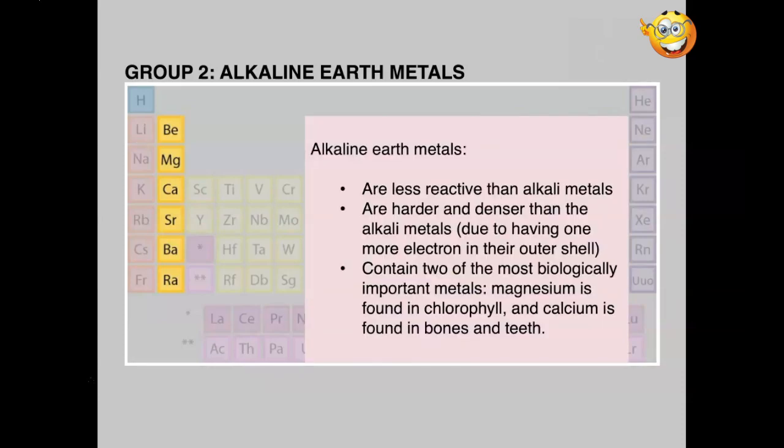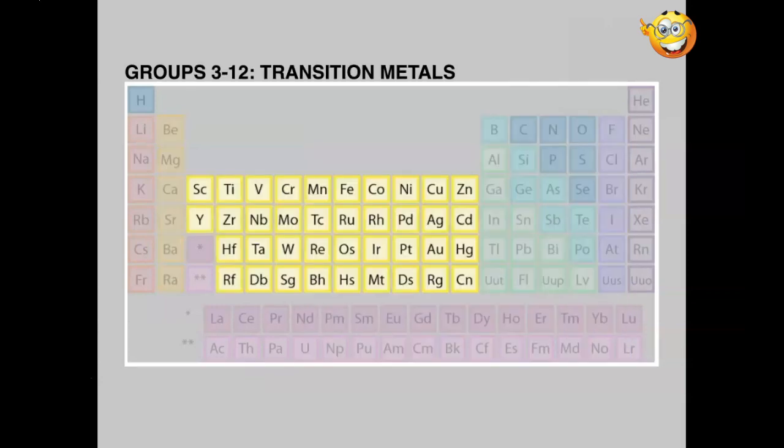So alkaline earth metals are less reactive than alkali metals. They are harder and denser than the alkali metals due to having 1 more electron in the outer shell. They contain 2 of the most biologically important metals. So magnesium is found in chlorophyll and calcium is found in teeth and bones.